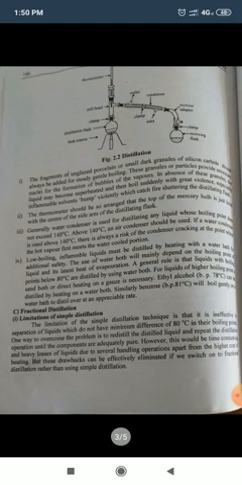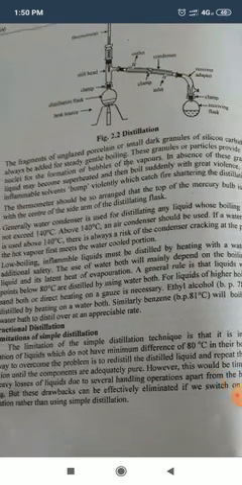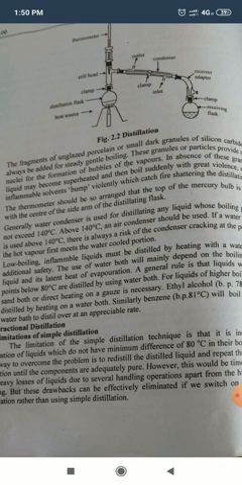This is the diagram of the distillation apparatus: thermometer, clamp, distillation flask, heat source, burner, outlet, condenser, clamp, inlet, receiver adapter, clamp, receiving flask.